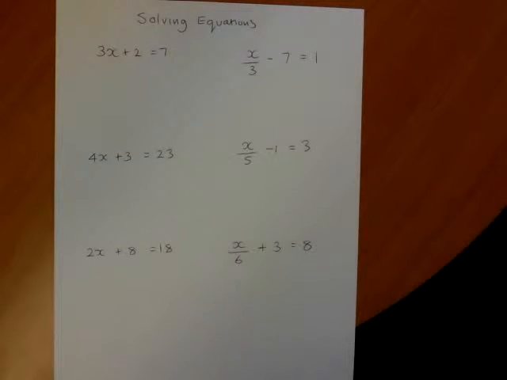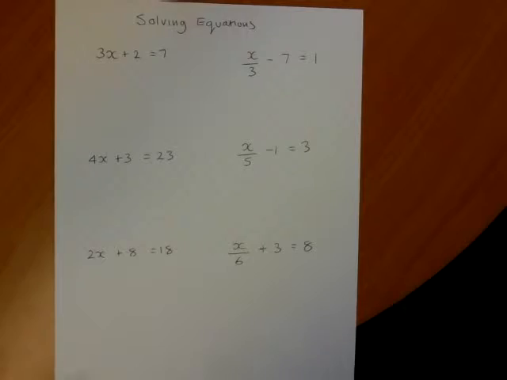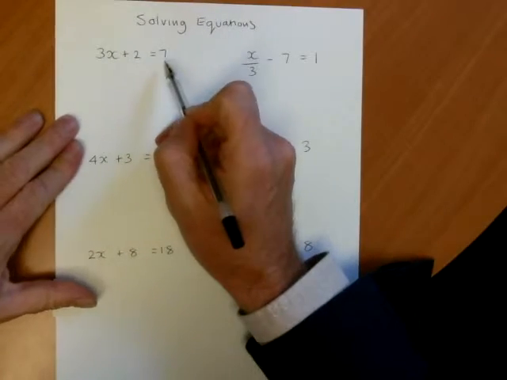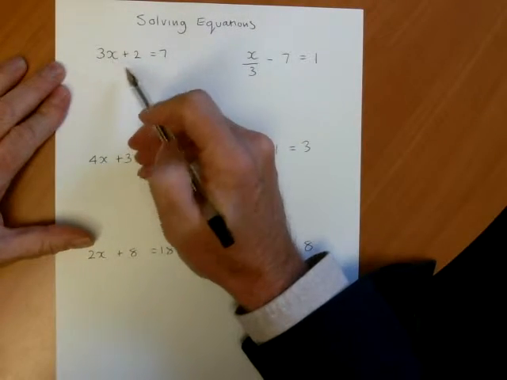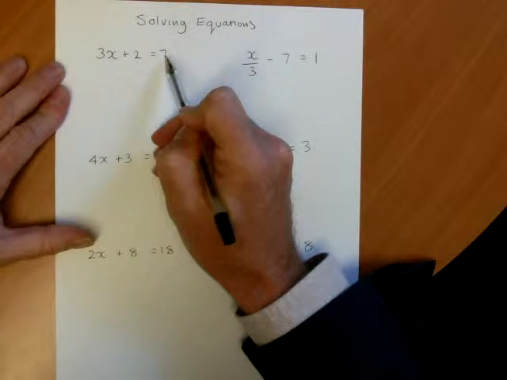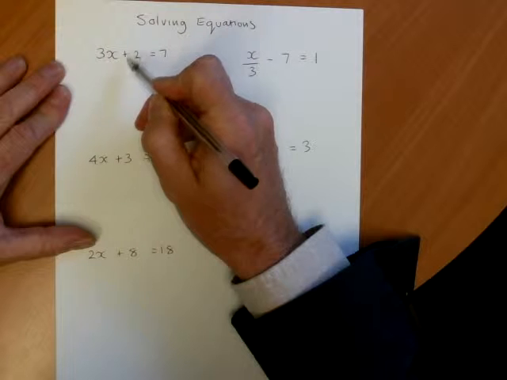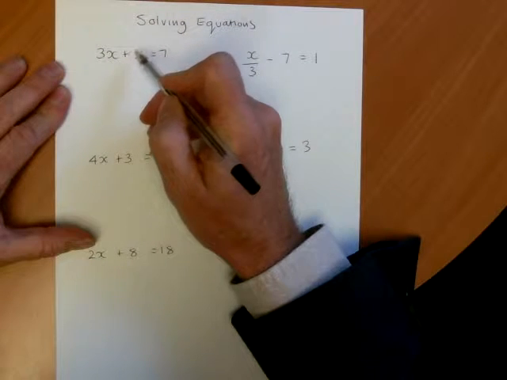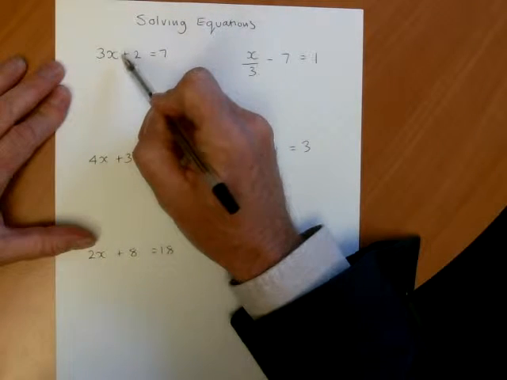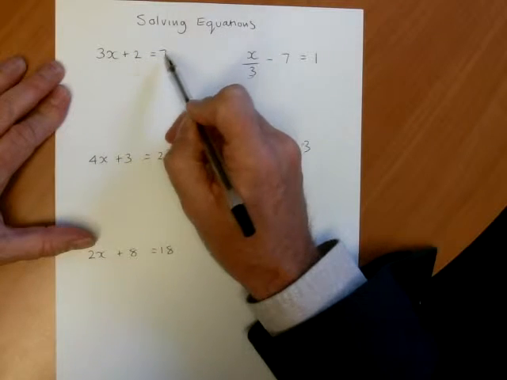Okay, we're going to look at some equations now that have two steps that need to be tackled to find a value of x. So we'll look at 3x plus 2 equals 7. So 3 times something, add 2 equals 7. So if we need to get rid of the last thing first, x is multiplied by 3 and then has 2 added to it and gets 7.